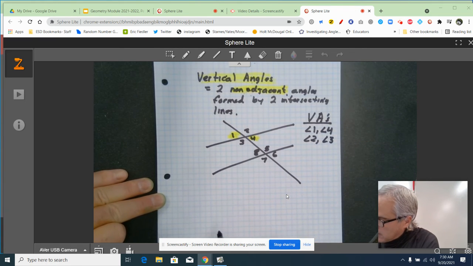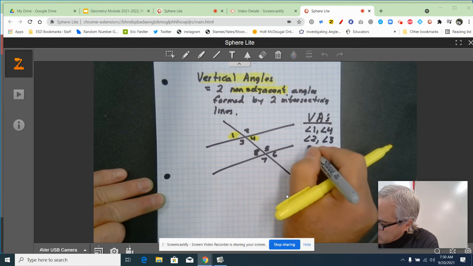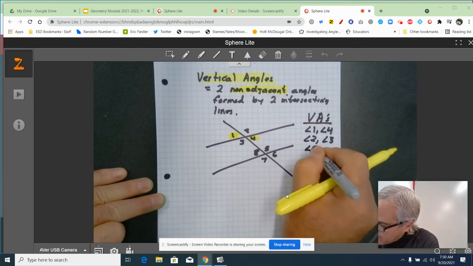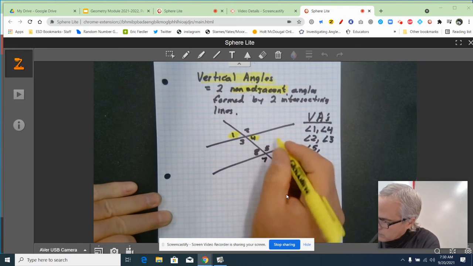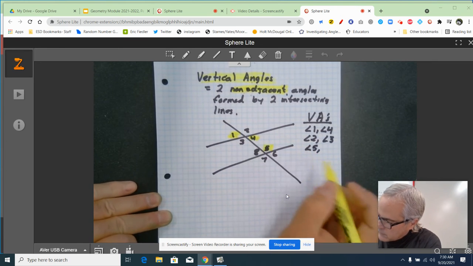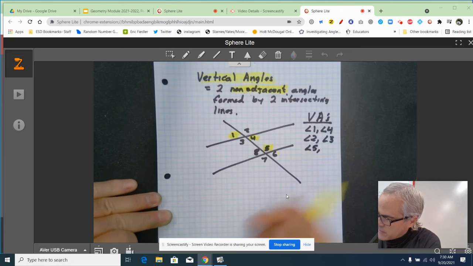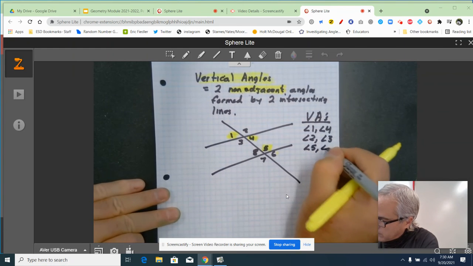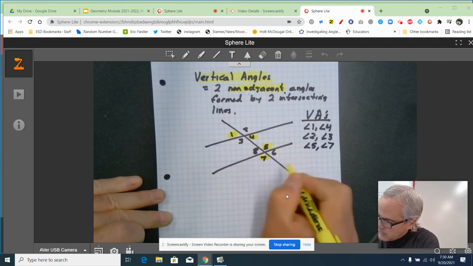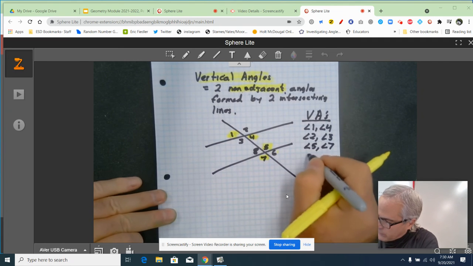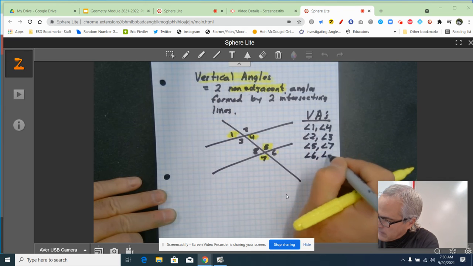Go down to this picture down here. For example, take angle 5. Angle 5 is here. 8 and 6 are adjacent, so angle 7 would be your answer. And then you probably guessed angle 6 and angle 8.